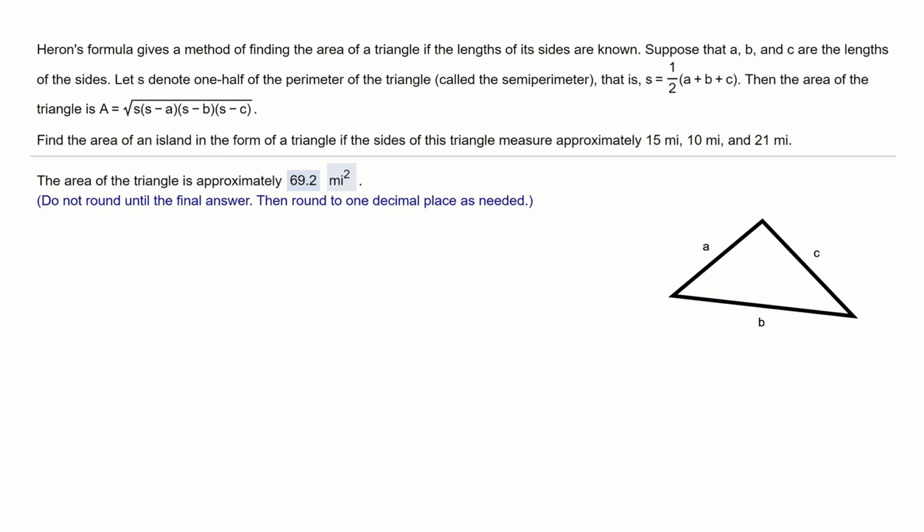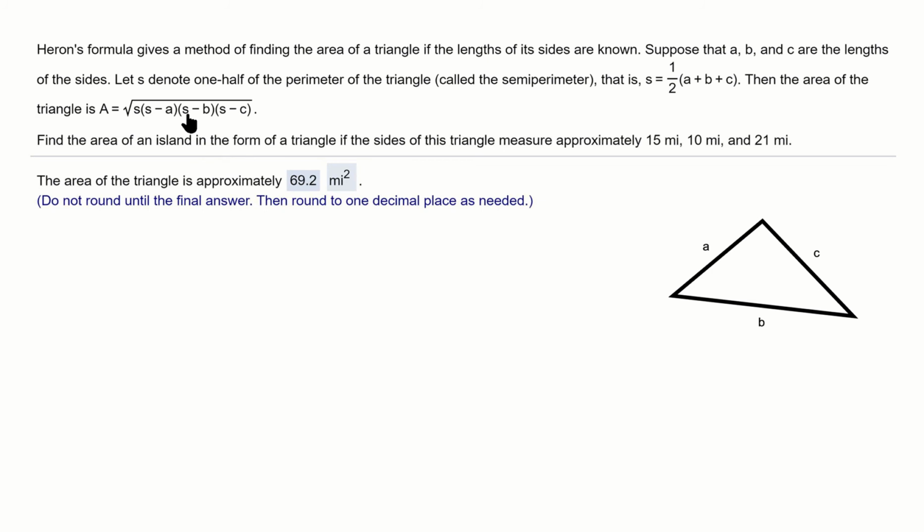Hello everyone. In this video we'll look at one more application of radical expressions, and what we have here is Heron's formula, which is actually an extremely interesting formula because, as you know, to find the area of a triangle which is not special, such as right or isosceles, what we have to do is find the altitude, whose length is the height, and then use the formula A equals 1/2 base times height to find the area.